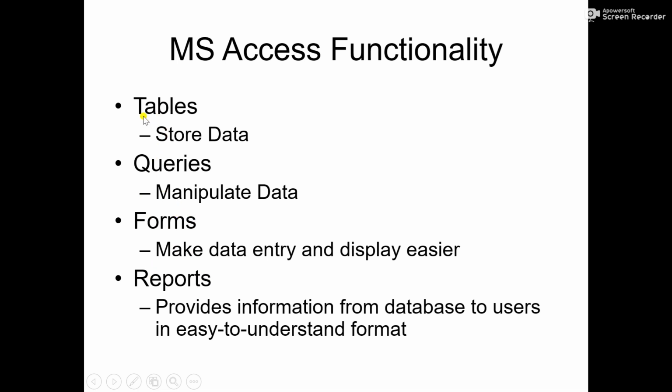These all are the means: the table, query, form, and reports. These four are the main components of the Microsoft Access window. When you open the Microsoft Access software, on the right side of the corner, all these functions are visible on the screen. So see, the first one is the table.